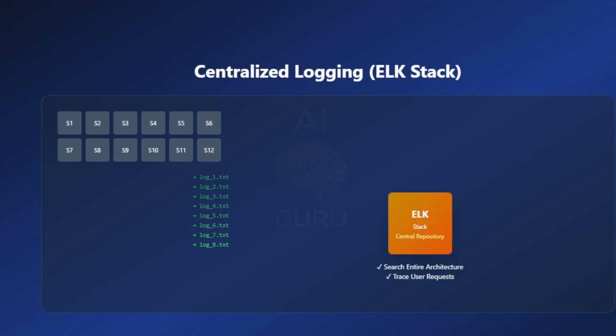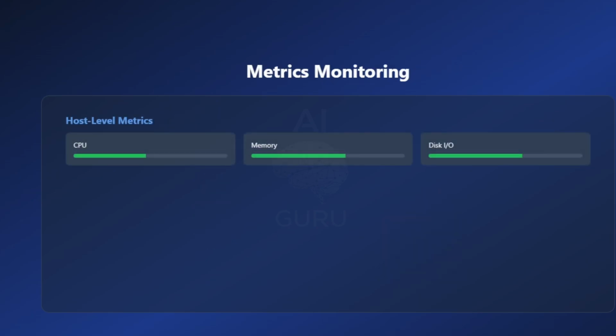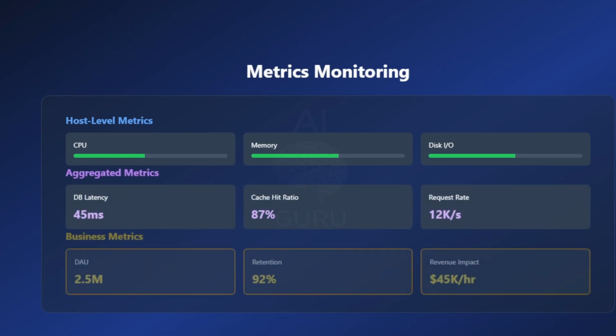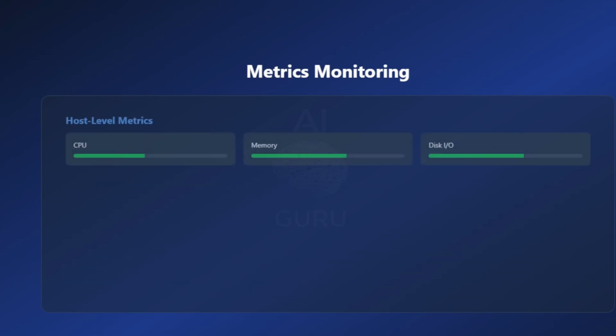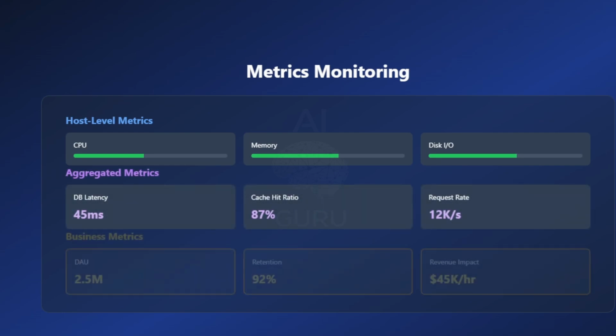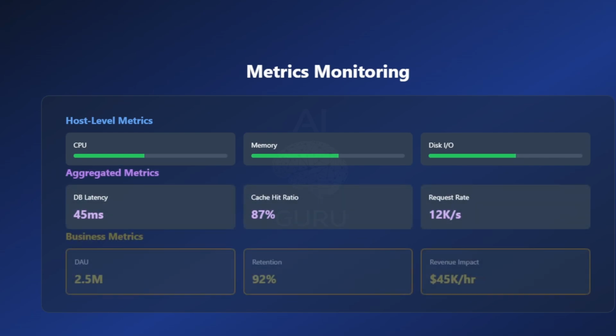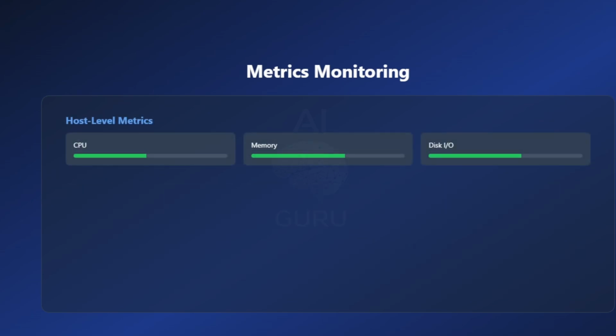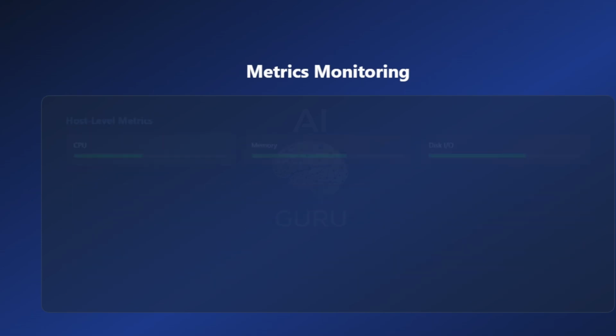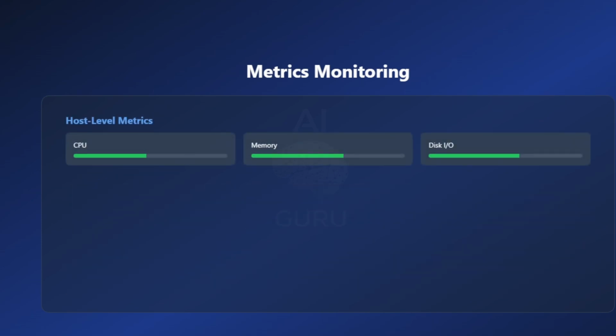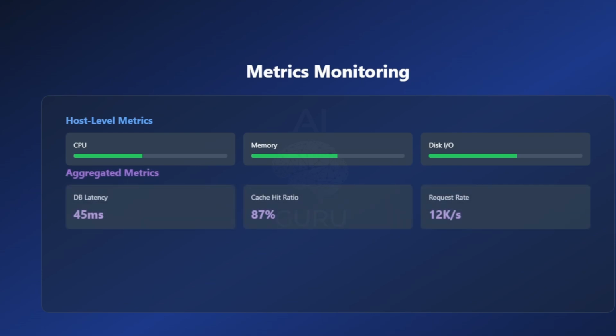Now next is metrics. Logs tell us what went wrong. Metrics tell us how the system is performing and whether it's trending toward a failure. And these have to be layered. They do. You start with host-level metrics. CPU, memory utilization, disk queue lengths. Then you look at aggregated level metrics. What's the overall latency of the database cluster? What's the cache hit ratio across the entire fleet? And you monitor these with tools like Prometheus for collection and Grafana for visualization. And you set up alerts for when key thresholds are breached.